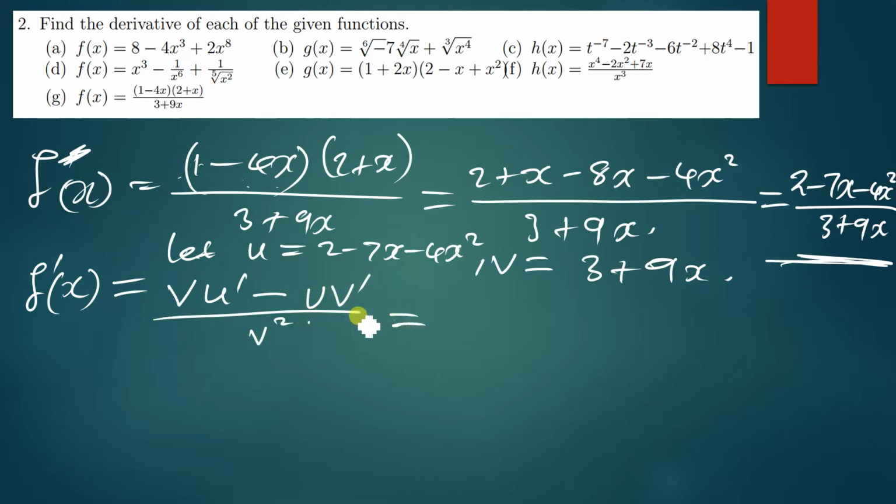So we now plug in the expressions there. So v is 3 plus 9x, and then u prime is simply the derivative of this. The derivative of 2 is 0, the derivative of negative 7x is negative 7, and the derivative of negative 4x squared is negative 8x.